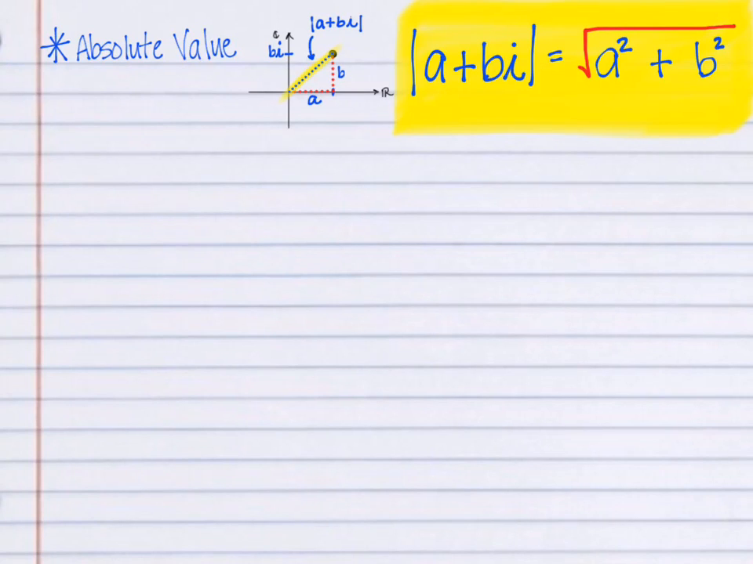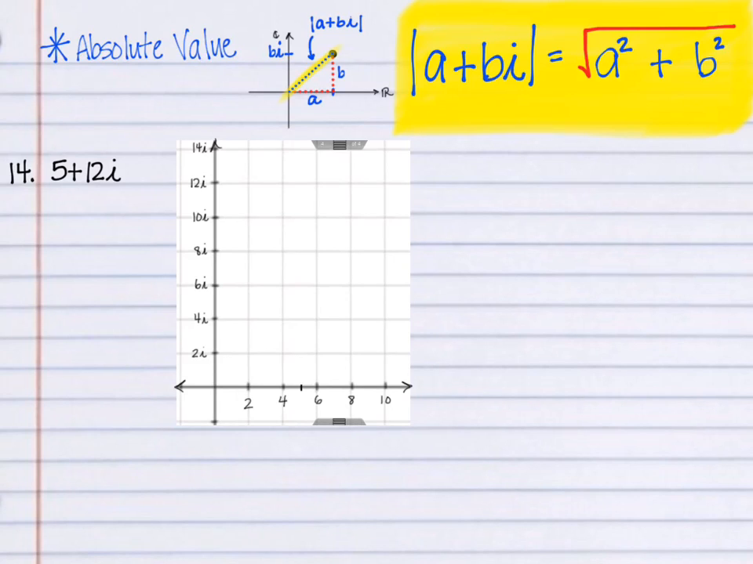So taking all that information, we now know that the absolute value of any complex number is the square root of a squared plus b squared. Notice, not i, it's just the b, the real number in front of the imaginary unit.